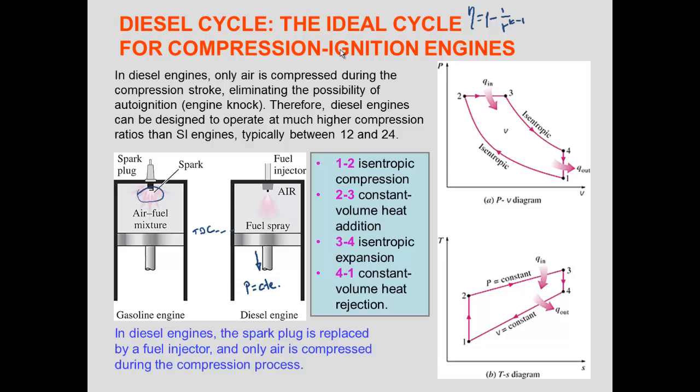Okay, so if you see, the isentropic compression, the isentropic expansion and the heat rejection are exactly the same as in the Otto cycle. The only different process is the Q-in. So we are going to analyze this.